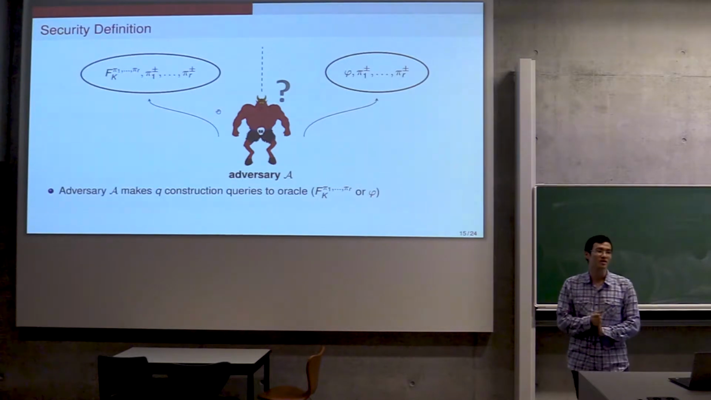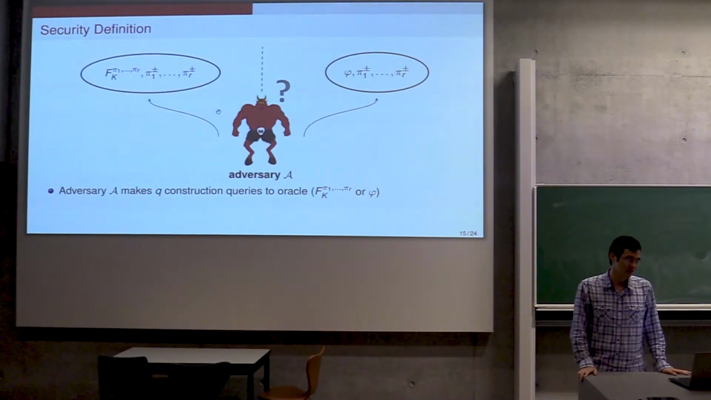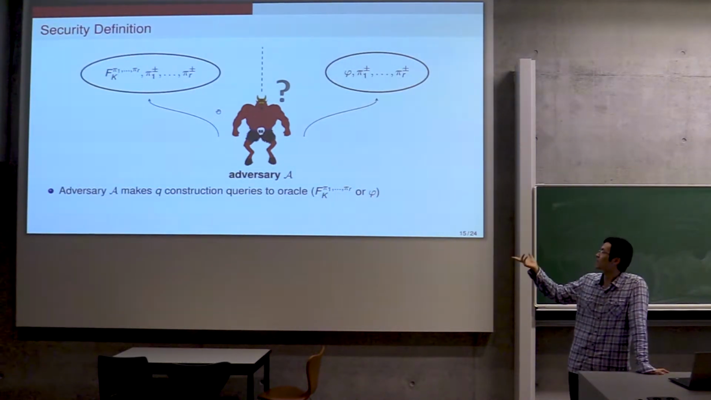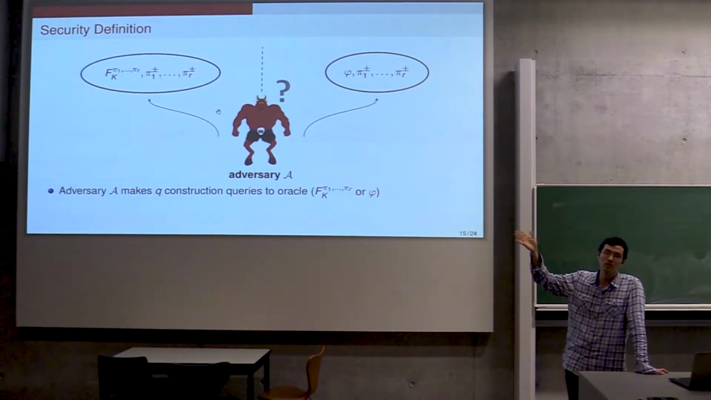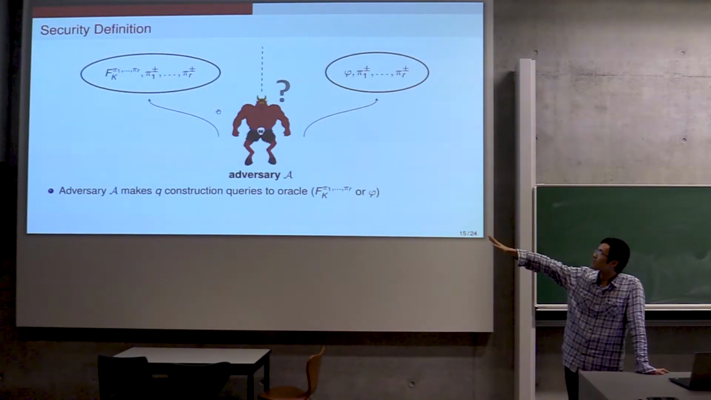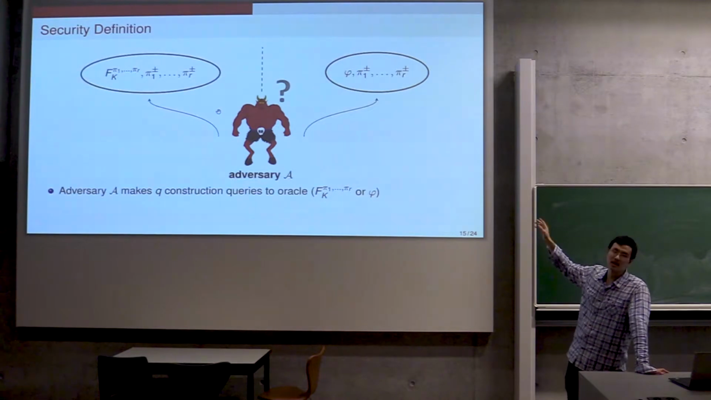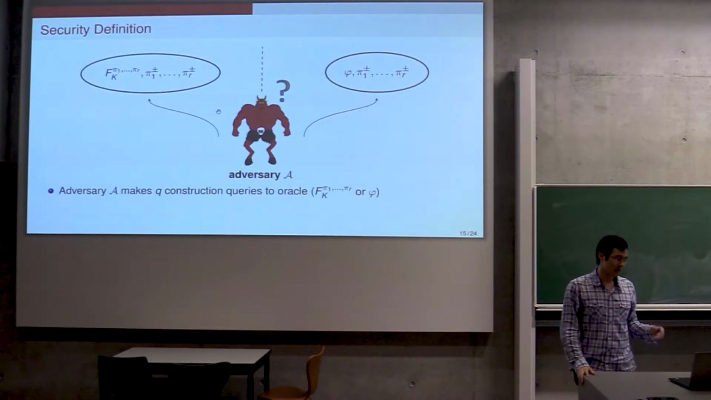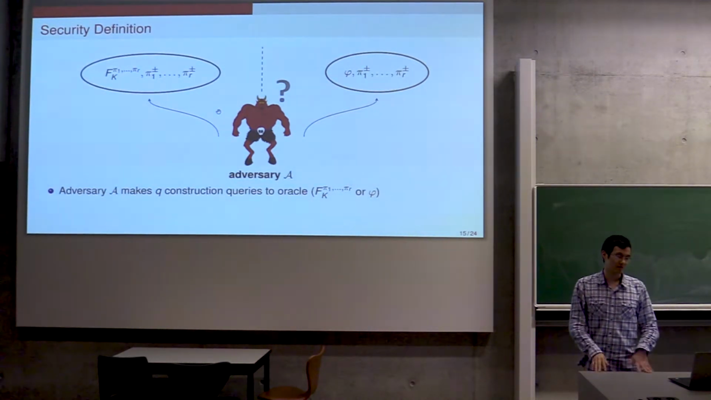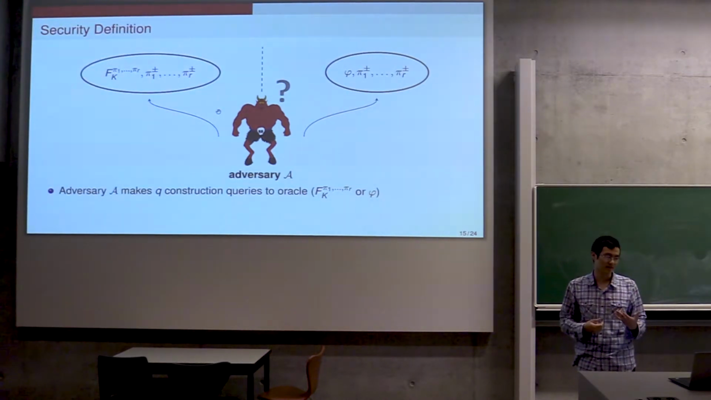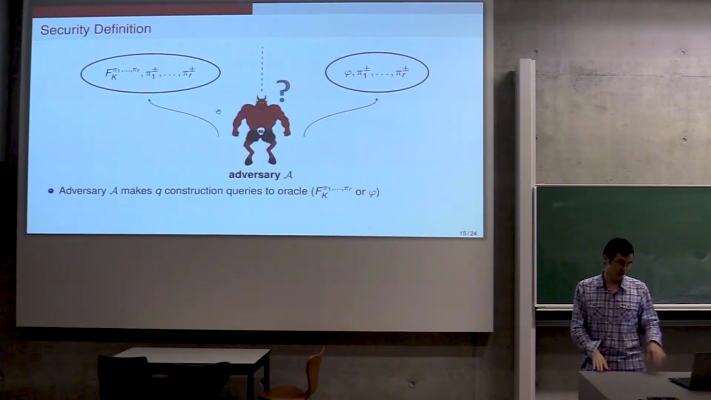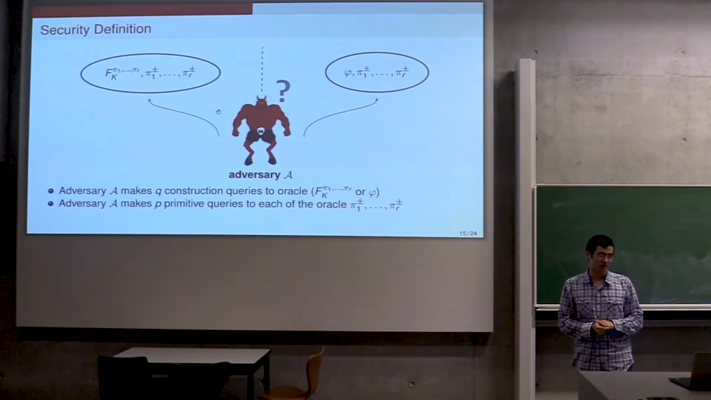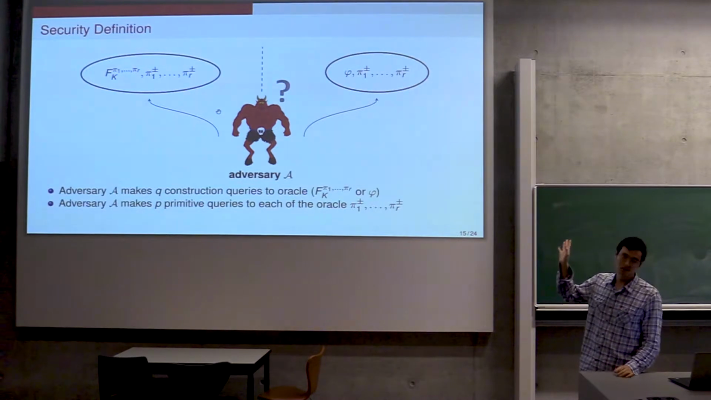So to formulate the security definitions more precisely, we are going to consider the following attack game. At the beginning of this game, one of the two worlds is chosen. The left side is the real one, and the right side is the ideal one. The adversary A gets one of the two worlds, and he can make Q construction queries to the construction oracle and P primitive queries to each of the primitive oracles.